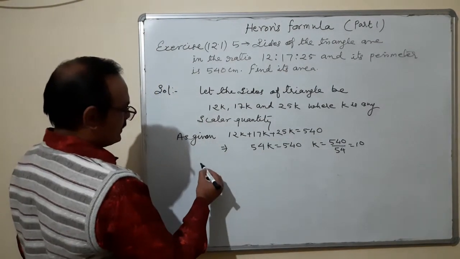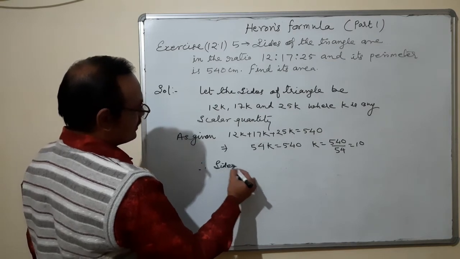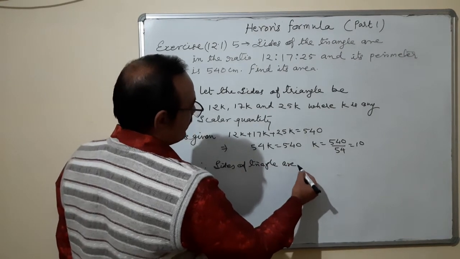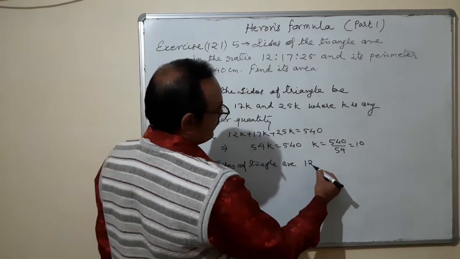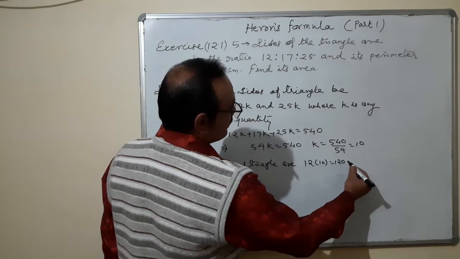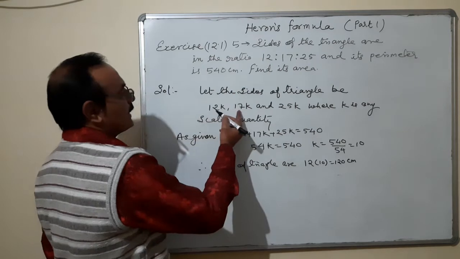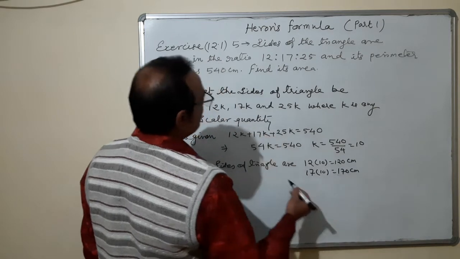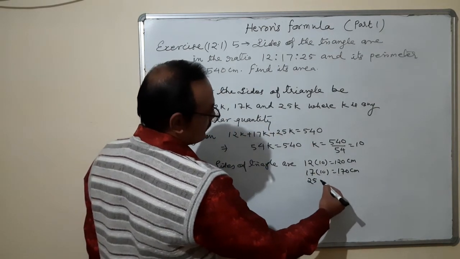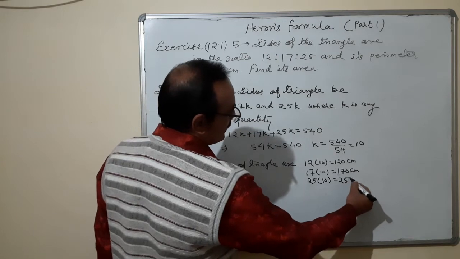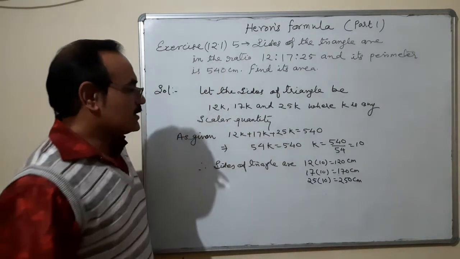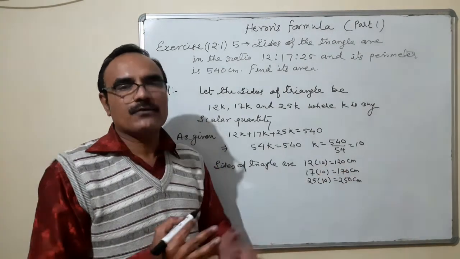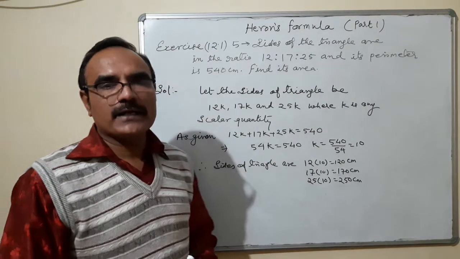That means the sides of the triangle are 12K, 12 multiplied by 10, 120 centimeter. Second, 17K, 17 multiplied by 10, 170 centimeter. And third is 25K, 25 multiplied by 10, 250 centimeter. Now this is the exact position: we have got the three sides of the triangle, 120, 170 and 250 centimeter. And now we are going to find the area of a triangle.